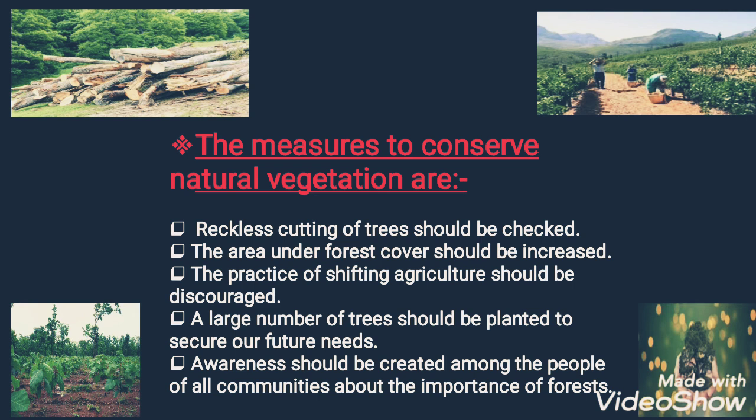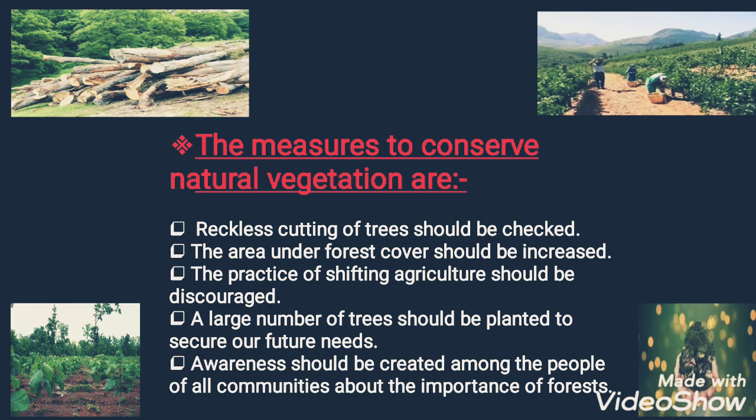Now third, the practice of shifting agriculture should be discouraged. Now what is this shifting agriculture? Yes, it's a form of agriculture that used to be followed by the people long ago, and still in a few areas it is followed. So this is a form of agriculture.